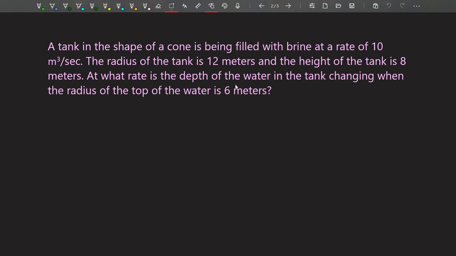So, at what rate is the depth of the water in the tank changing when the radius of the top of the water is 6 meters? Right now the tank is actually fixed, it doesn't change. That means the tank is like this, for example. The radius is fixed, the radius is 12 and the height is 8. Even though my drawing is not accurate, just imagine.